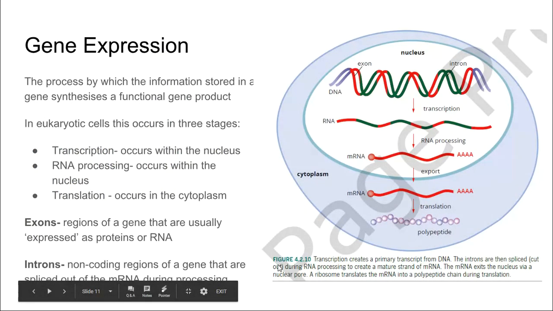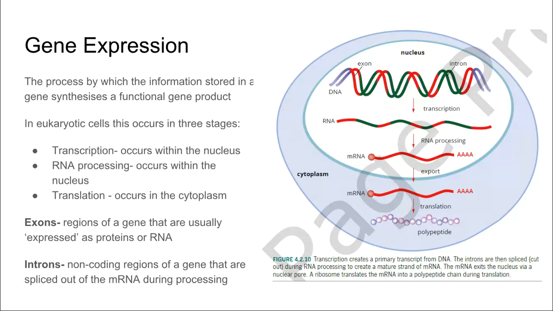Gene expression is really important, and this is the process where the information stored in a gene is synthesized to form a functional gene product. And in eukaryotes, we see this happen in 3 stages. We have the transcription phase, which occurs in the nucleus. We have our RNA processing, which also occurs within the nucleus. And then we see the export of this mRNA out into the cytoplasm, where translation occurs. In this processing phase, we look at exons and introns. Exons are regions of a gene that are expressed as proteins or RNA, and then we have our introns, which are non-coding regions, and these are usually spliced out of the mRNA during this processing phase because they don't code for any amino acids.